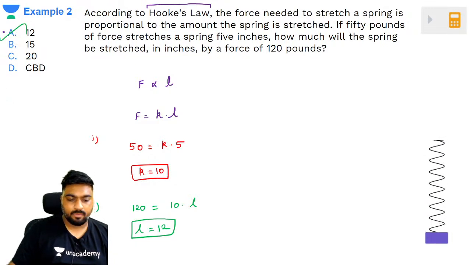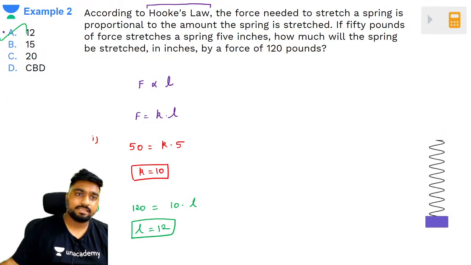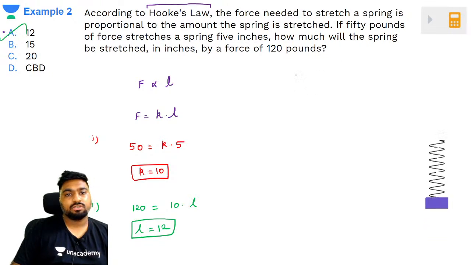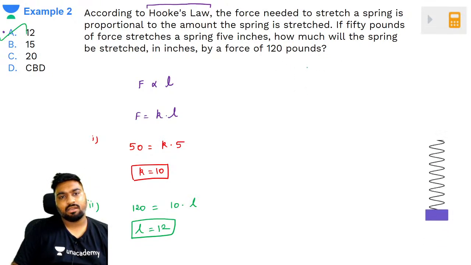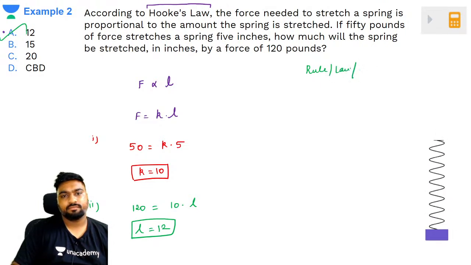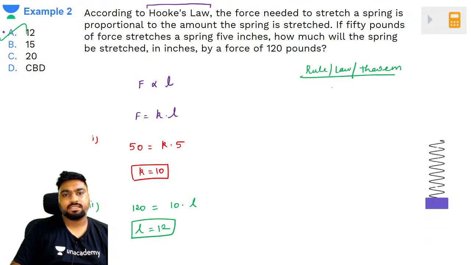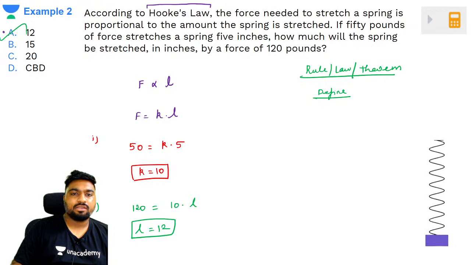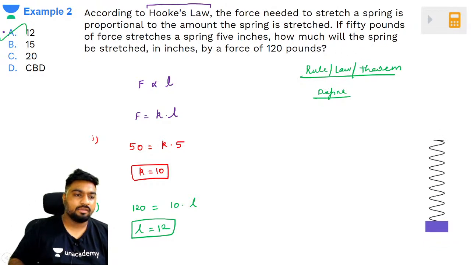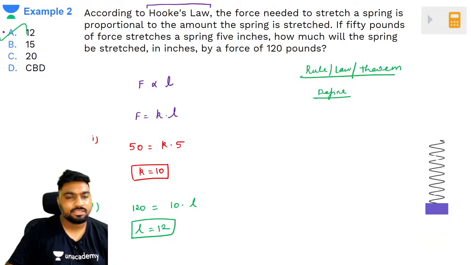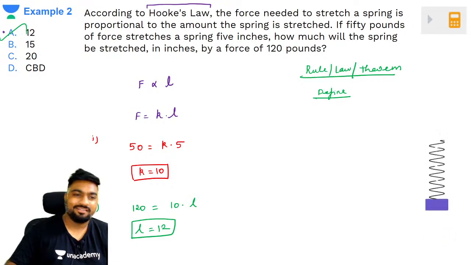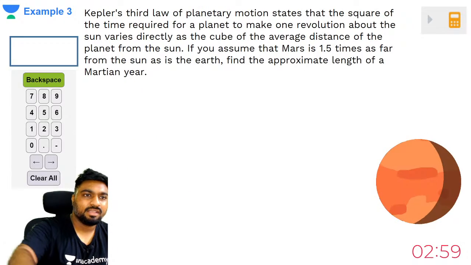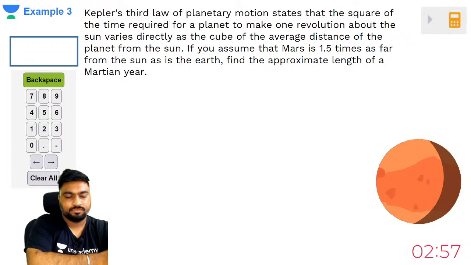Listen, it's always understood that whenever they give you some kind of a rule, some kind of a law, some kind of a theorem, they will tell you its definition. They will define it, because they don't expect you to know Hooke's law. What if you are not even an engineering student, right? Okay, try this now.